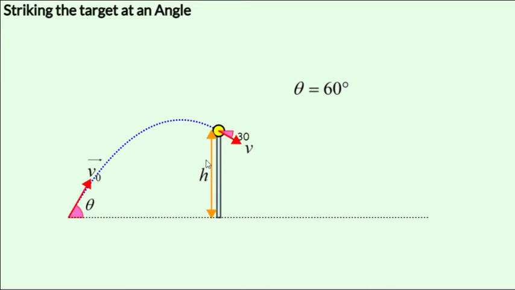We are given that the angle of launch is 60 degrees and that the angle at which it strikes the tower is 30 degrees. But we are not given how far the tower is from the launch point. We are asked to find the relationship between the initial velocity v0 and the height of the tower h for this to happen.